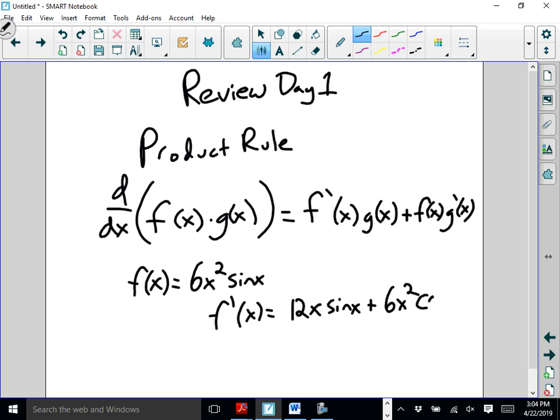Oftentimes with product rule and a lot of these rules, there's a lot of simplification that can come afterwards. That's what you need to be really strong at for multiple choice. The concept we need to make sure we have down is f prime g plus f g prime. Quotient.